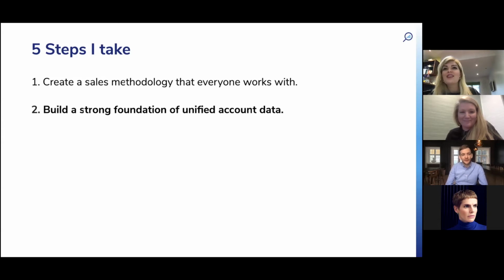The second thing I do is build a strong foundation of unified account data. And this is very important.